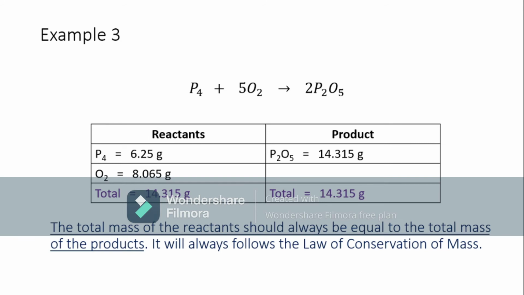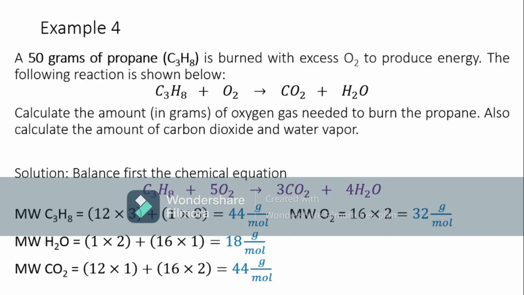Okay? Now, let's have another example. So 50 grams of propane is burned with excess O2 to produce energy. So the following reaction is shown below. So we have C3H8 plus O2 will give you CO2 plus H2O. So calculate the amount in grams of oxygen gas needed to burn the propane. So propane, this is it. Also calculate the amount of carbon dioxide and water vapor. So this is in terms of grams, also in terms of grams.